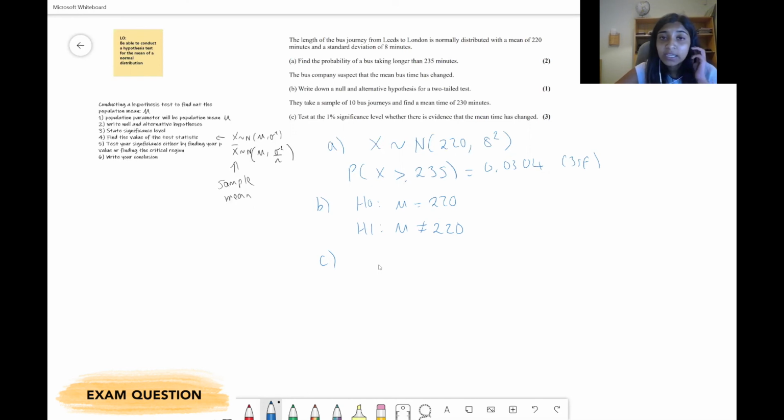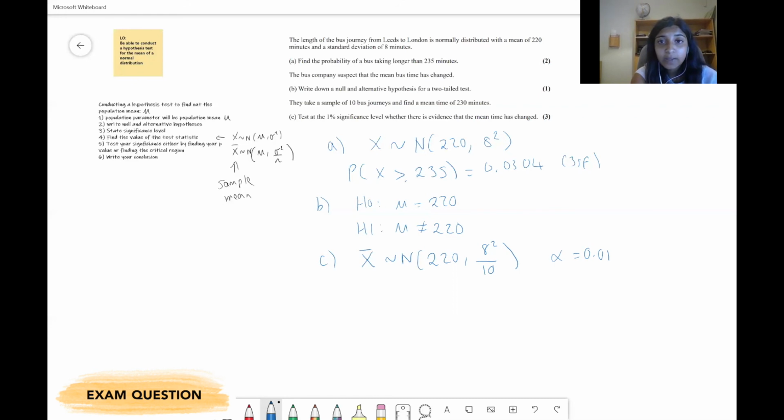So first thing, we know X is normally distributed, so we want to do our sample mean. That will be normally distributed with parameters 220 and 8 squared over n, which is 10. And we can also write that our significance level is 0.01. So now that we have this, we can either use our p-value method or our critical region method. Feel free to try both. Because they haven't specified, you can just do whatever's easier for you. I personally find the p-value method easier, so let's use that.